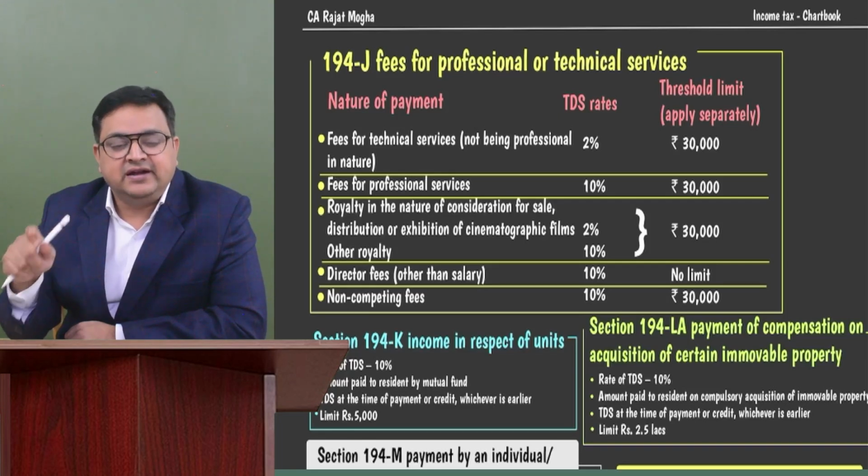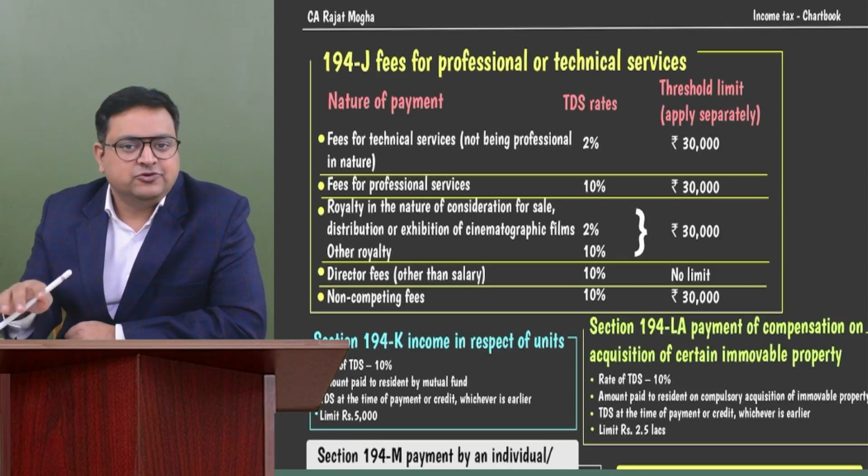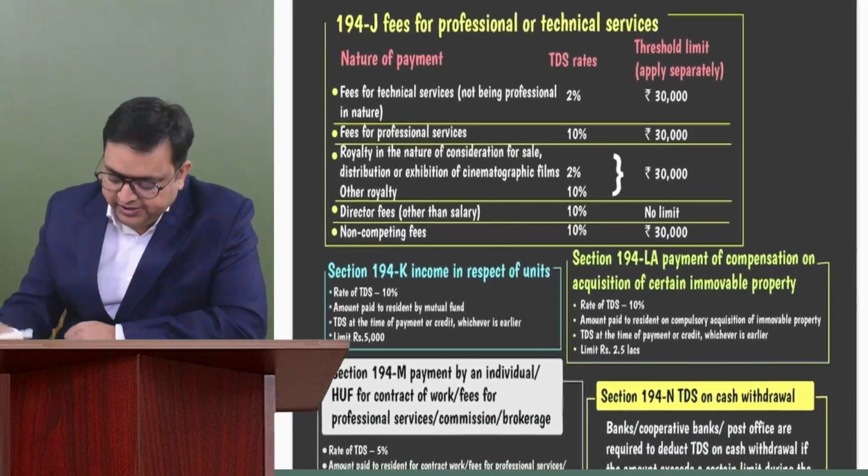Correct? Plus, this director amount which you are paying should not be in the form of salary. If it is in the form of salary, then 192 will apply. 194J will not apply. Got it?